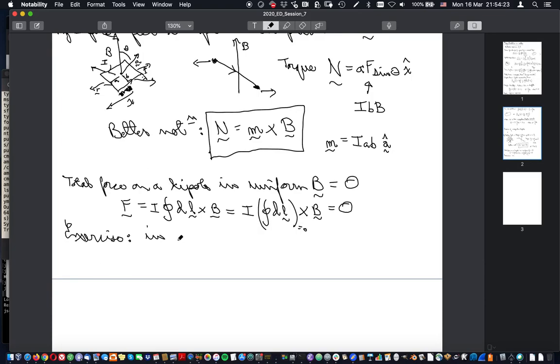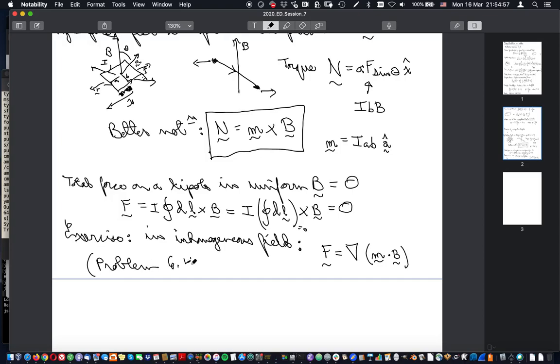However, if you have a spatially inhomogeneous field, so if the field varies with position, then there will be a force on your dipole, which just corresponds to the gradient of the quantity of the magnetic dipole moment dotted into B. Okay, again, this is a little problem. So this is problem 6.4, which I will let you have a look at by yourselves.